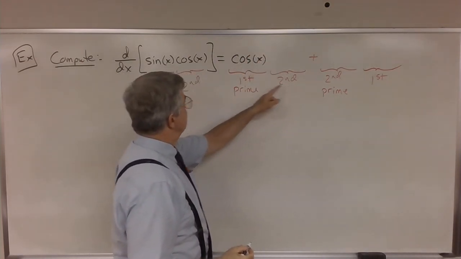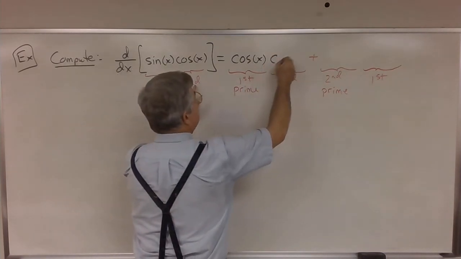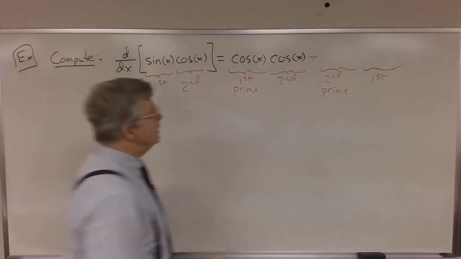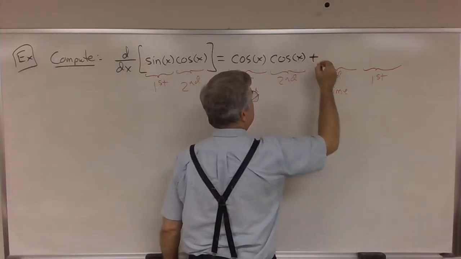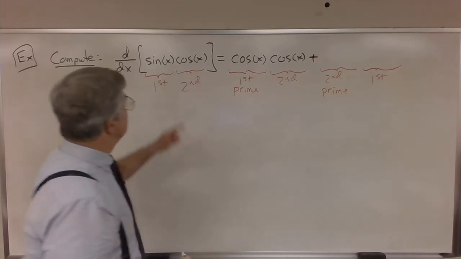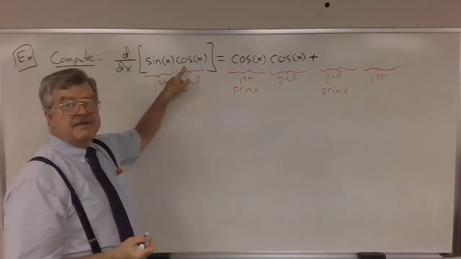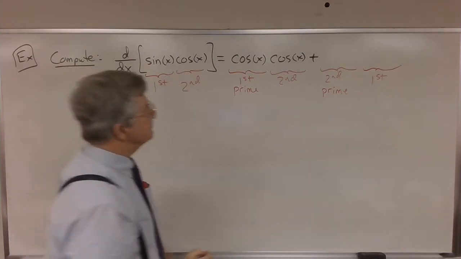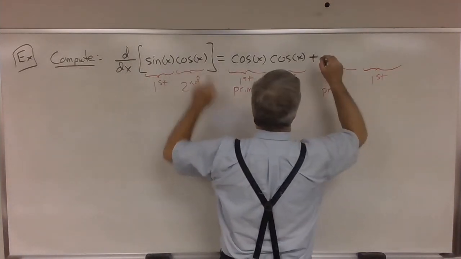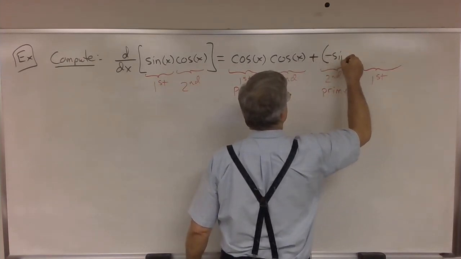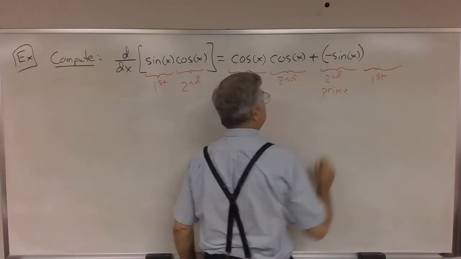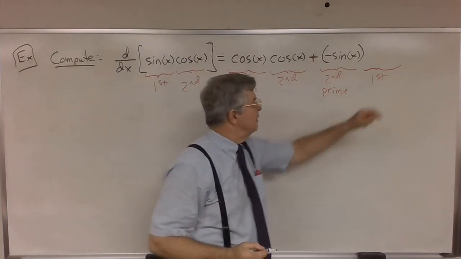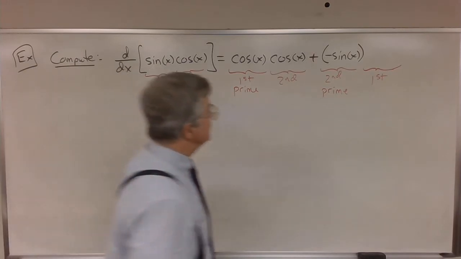Times the second verbatim, so that's cosine of x, plus the second prime, derivative of cosine of x. Yep, that's the one that has the minus sign in front of it. So minus sine of x times the first verbatim, which is sine of x.